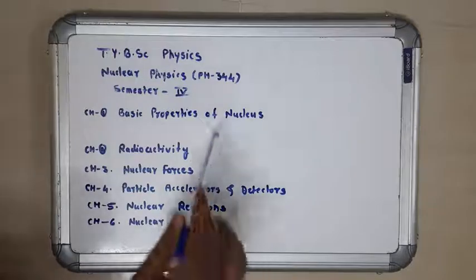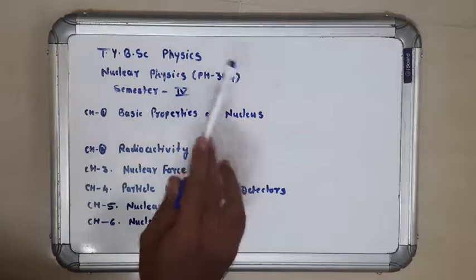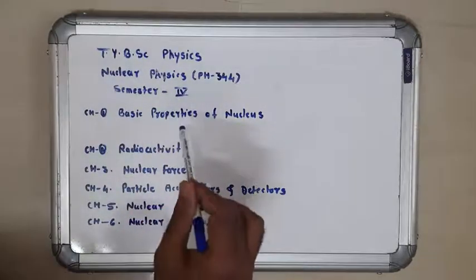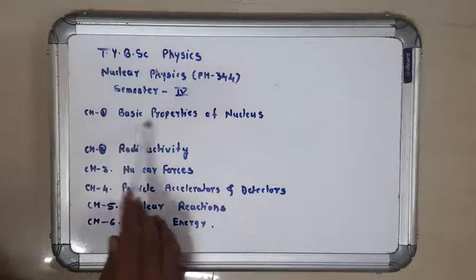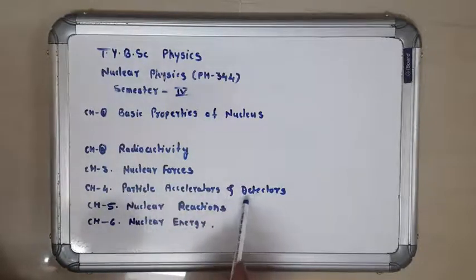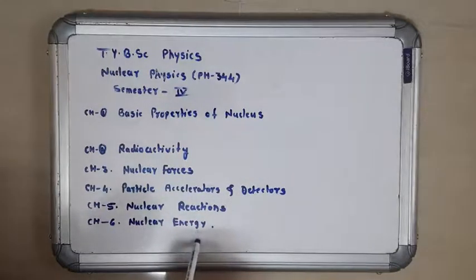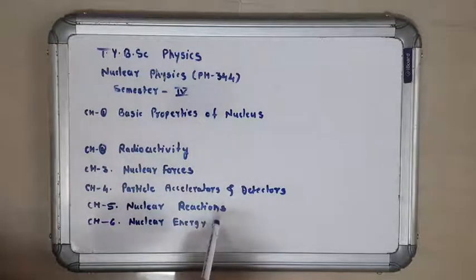That means in the whole course, Nuclear Physics PHY 344, course number 4 in the last semester of TYBSc, this is a very important course. In this course we will discuss six chapters: basic properties of nucleus, radioactivity, nuclear forces, particle accelerators and detectors, nuclear reactions, and nuclear energy. When we complete this course, all of you will be happy to have studied nuclear physics.